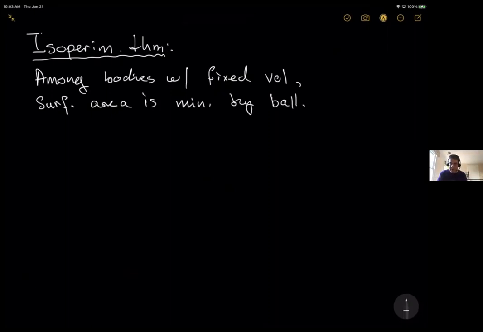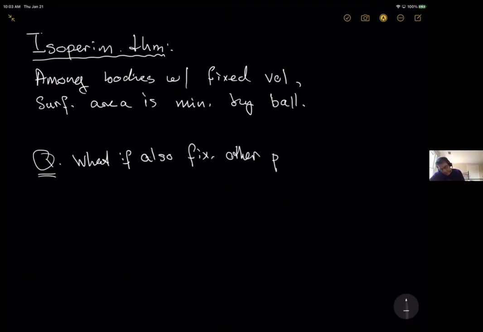And of course, everybody knows this. This is why soap bubbles are round, right? But if you say this theorem, one of the questions you might ask is, why do we just talk about surface area and volume, right? There are many other geometric parameters of convex bodies. So what if we also fix some other parameters? So not just volume and surface area, pick some other geometric parameter of convex bodies and let's fix it as well, and then ask the same question.